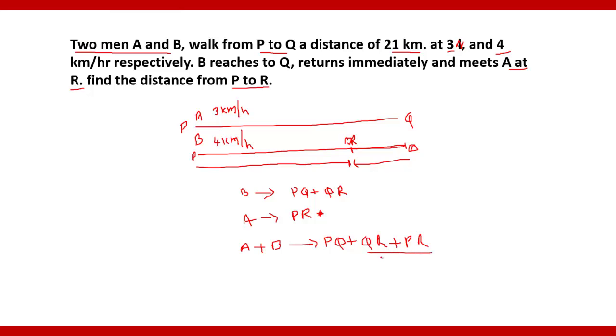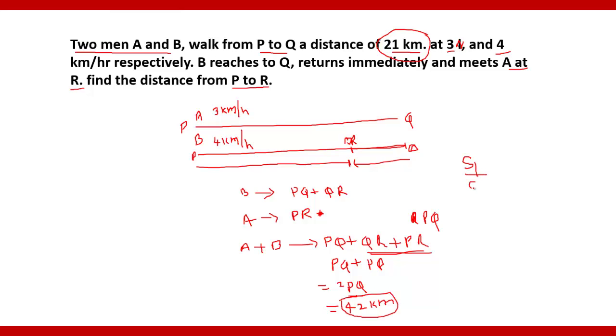But QR plus PR is equal to PQ, and therefore you will get this as PQ plus PQ. Therefore, it is equal to twice of PQ. But what is the distance PQ? It is given as 21 km. So it is equal to 21 into 2, that is 42 km. So both A and B have travelled a distance of 42 km.